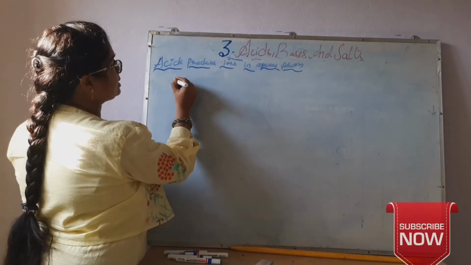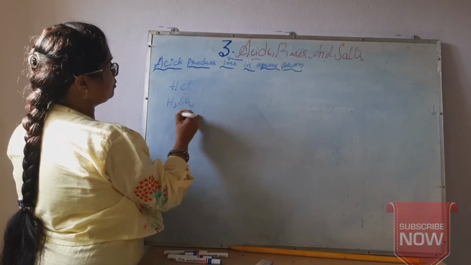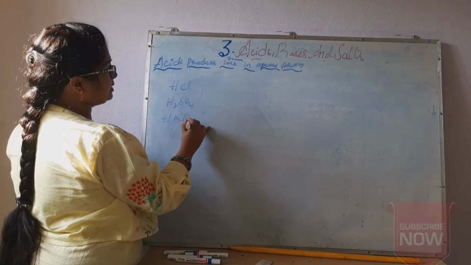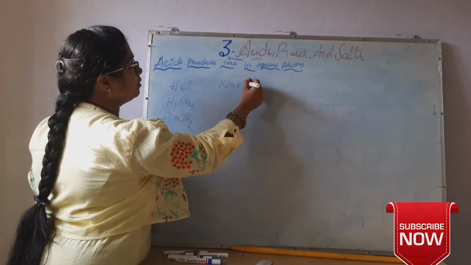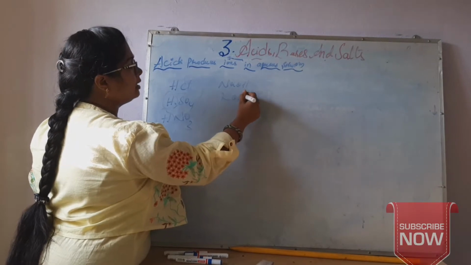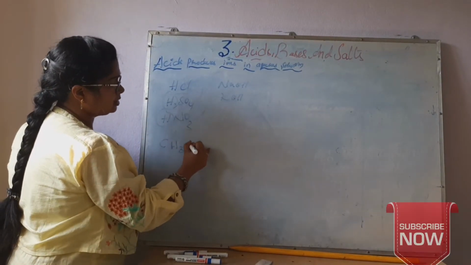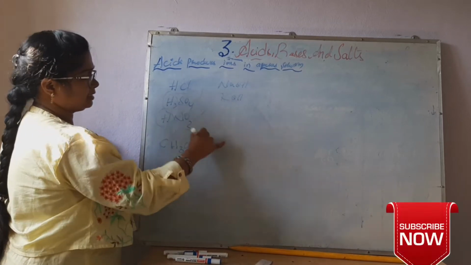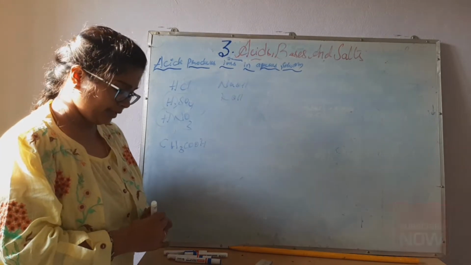If OH is at the end, it will be a base. If HCl, H2SO4, HNO3 start with H, it is an acid. Later, NaOH and KOH are all bases. There is an exception for the acid CH3COOH. It is a weak acid, isn't it? Like this, you need to do it. Next.